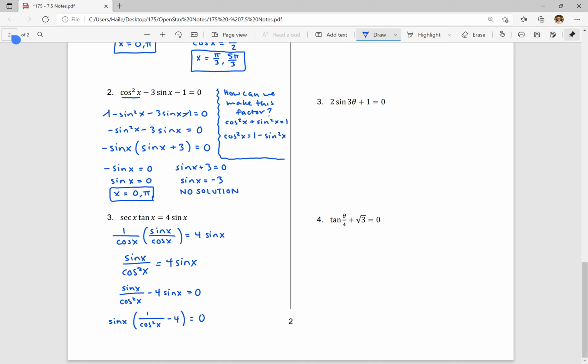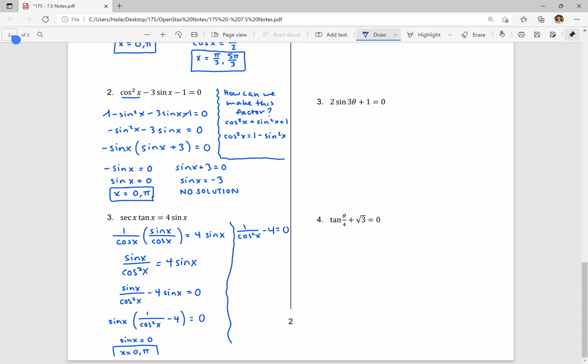Okay, this is good. So we have two factors. They're multiplied together. They equal 0. So let's take each one and set it equal to 0. So we have sine x is equal to 0, which tells us that x is equal to 0 and pi. So those are two answers. And then I'm going to write the other one up here because we're going to need to do a little more work. So we have 1 over cosine squared of x minus 4 is equal to 0.